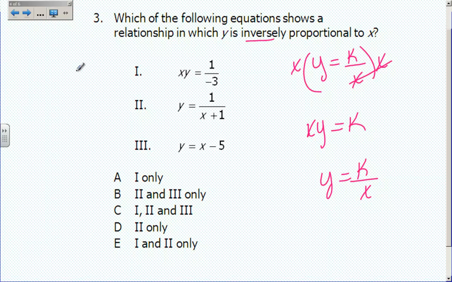So if you look at number 1, I have x times y is equal to a fraction, and that's totally okay because our k doesn't have to be a whole number. So this one will work because it fits this one. Number 2, however, does not have k over x. What it has is k over x plus 1. Well, that's not what this says. It just says over x, so this one will not work. Neither will this one, because it's not even a division problem, and there's no way to rewrite this to make it a division problem, so this doesn't work either. So the only one that works is 1, which happens to be A.